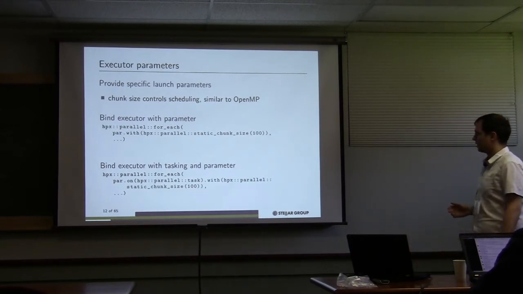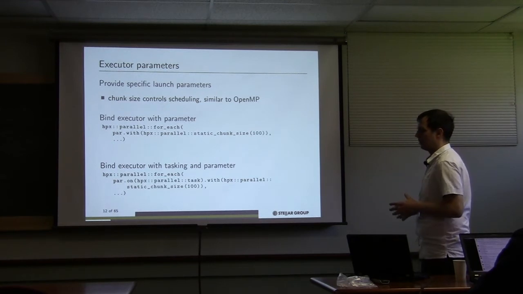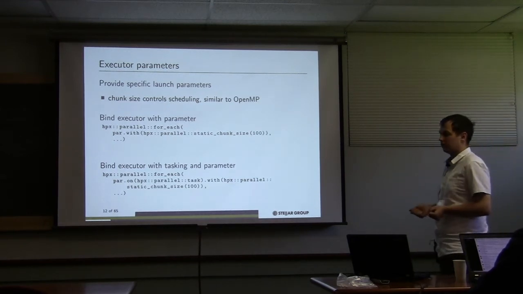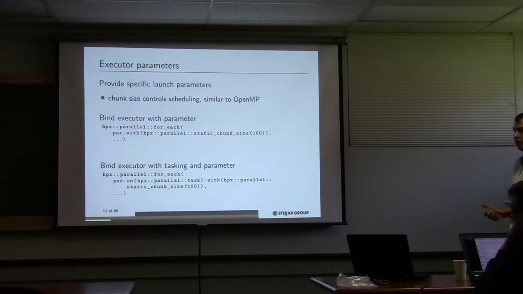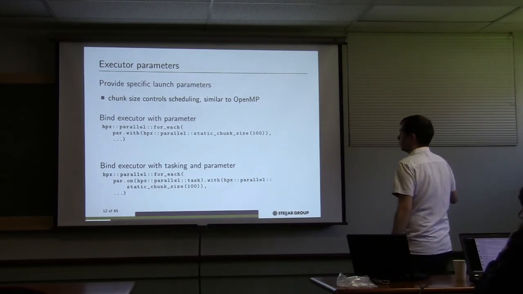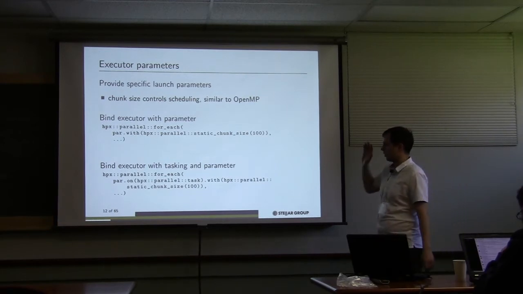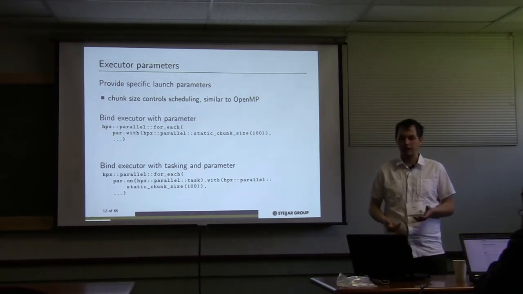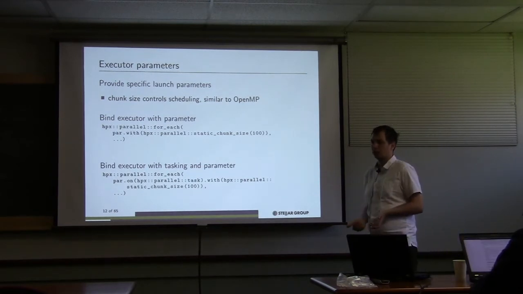As I said, we have parameters. Currently, in the current version of HPX, not my fork, there are mostly chunk sizes: static, dynamic, auto, guided, something we know from OpenMP. What we have to do is bind our executor with parameters using the method with. The method on can be used to bind an execution policy with another executor. Task creates an asynchronous executor.